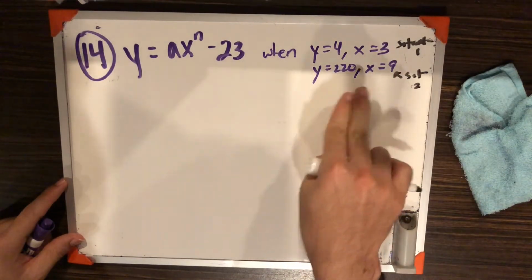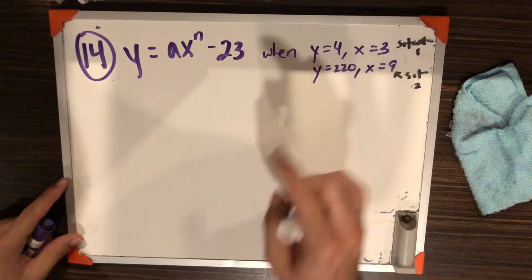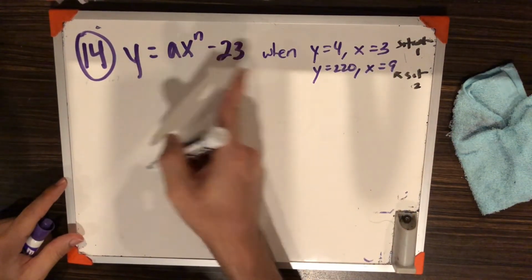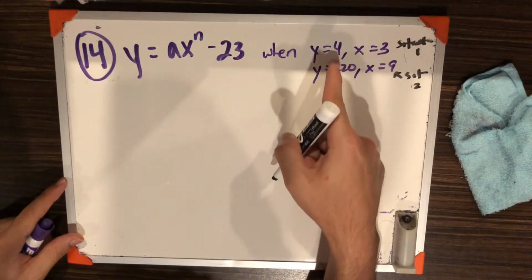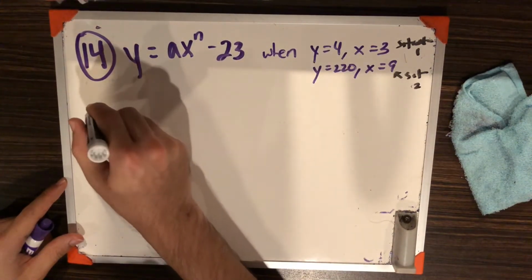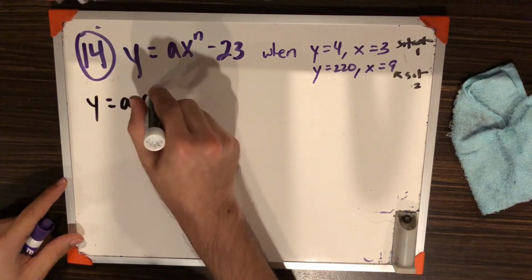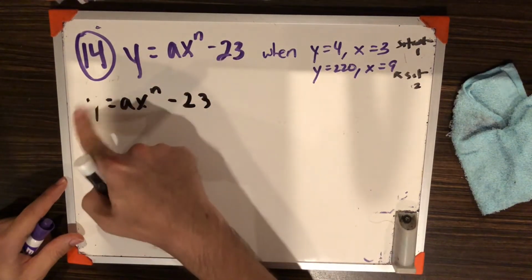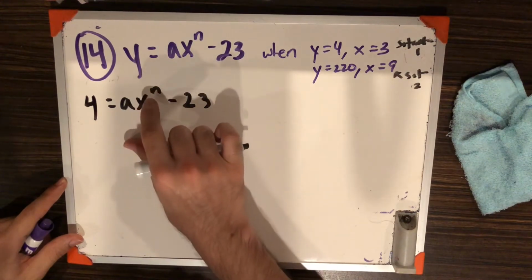We have to do these situations separately. Okay, so first situation we have y is equal to 4, x is equal to 3. We're going to again place the values that we have for x and y, so 3 and 4. So let's do situation 1 first. Situation 1 calls for y being 4 and x being 3.